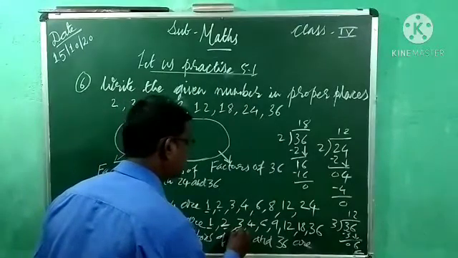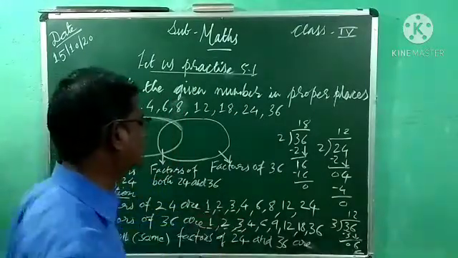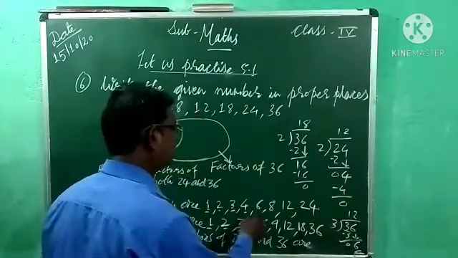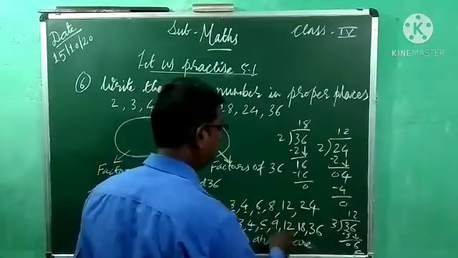Here 3, here also 3. So if the same number is there in both, only then do we underline it. Here 4, here also 4, so underline 4 and 4. Here 6, here also 6. These are common factors. Now 8 is present here, but not there.